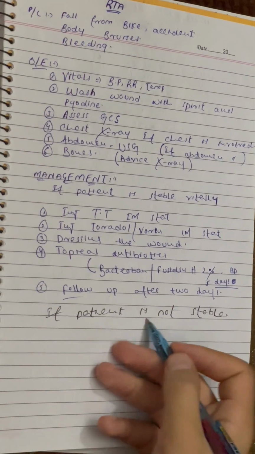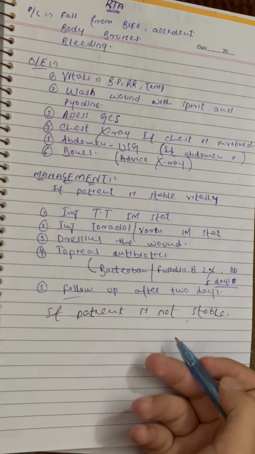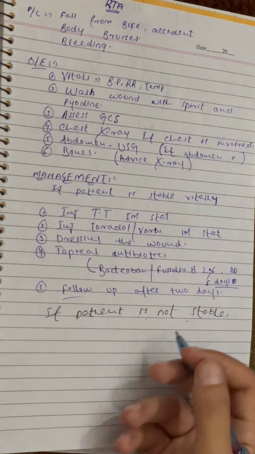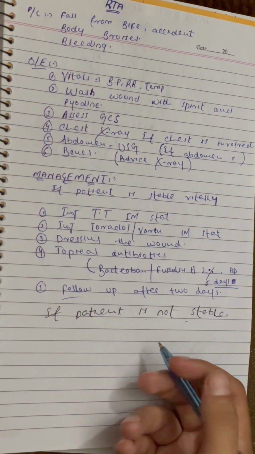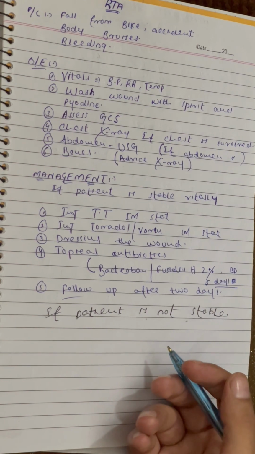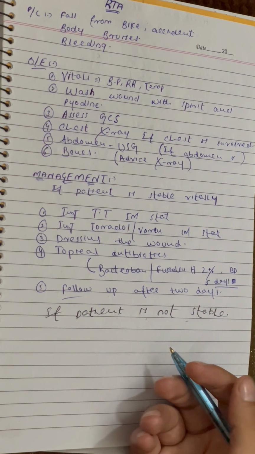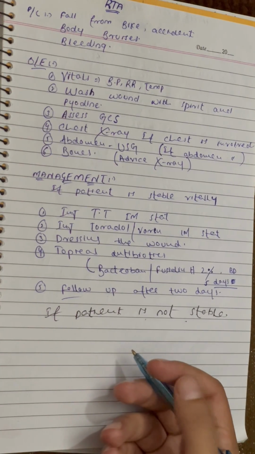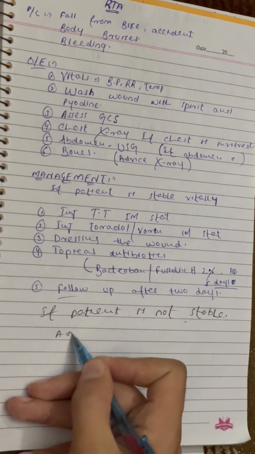Also, let's say if the patient is not stable, then our priority is not wound dressing or routine investigation. We'll first follow the trauma ABCDE approach, right? That is, first of all, airway plus cervical spine protection. That is A.